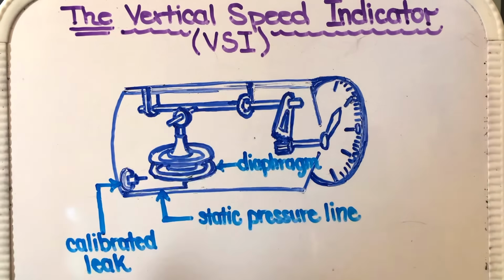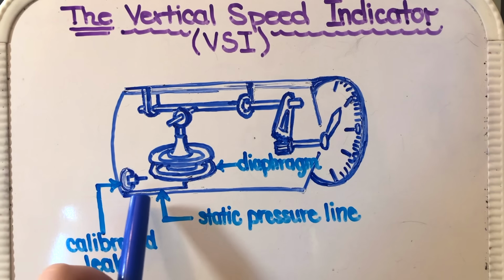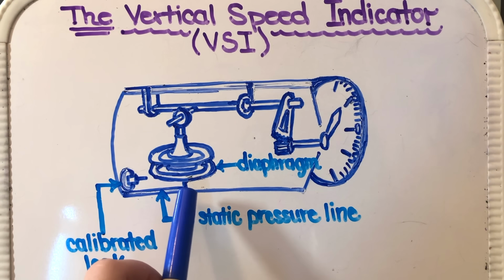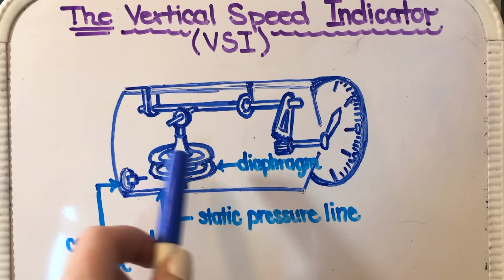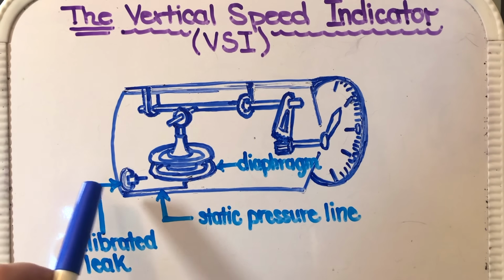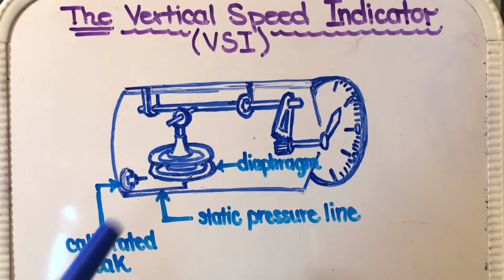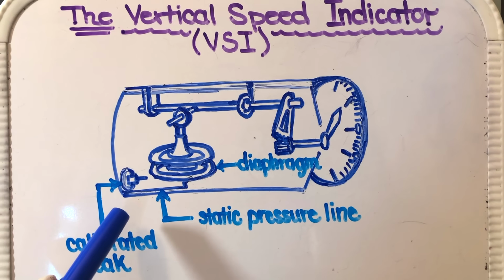So let's bring this all together. The VSI is pretty simple. It only uses information from your static port. So your static port takes in the ambient air pressure, feeds it into the static pressure line right here that goes into the diaphragm, right there. Now the diaphragm takes in that static air pressure immediately. But like we talked about, we have a calibrated leak right here. And what is it? Well, it's in the name, a calibrated leak. So it releases a certain amount of pressure per measurement of time.